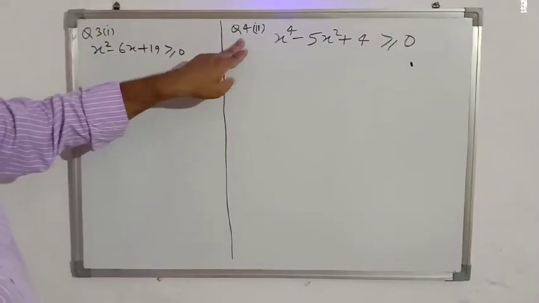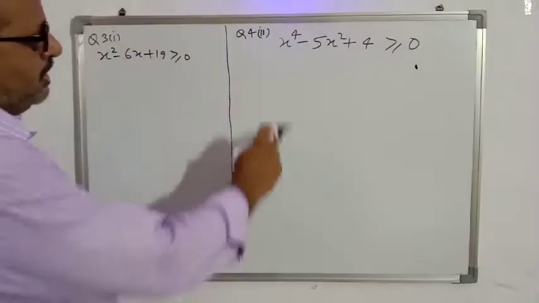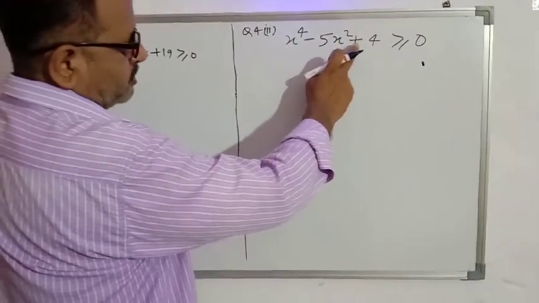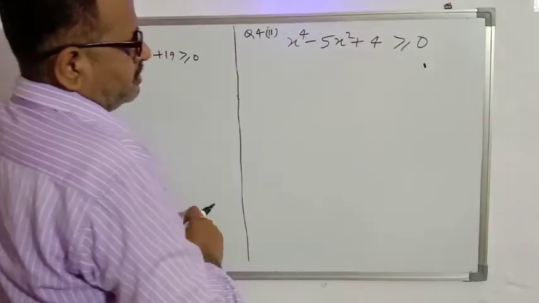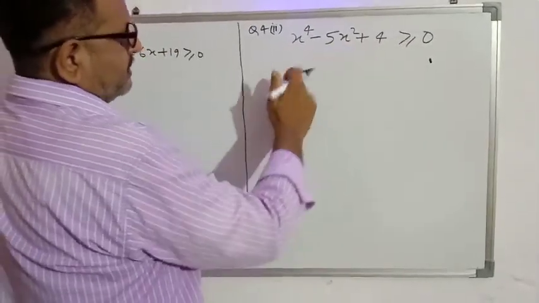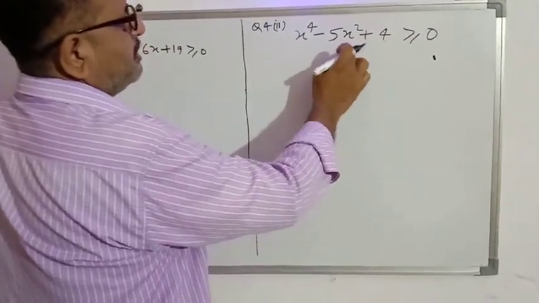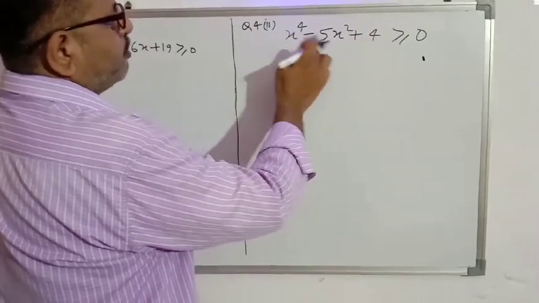See question number 4, second part. x to the power 4 minus 5x square plus 4 greater or equal to 0. Firstly, factorize it. How can we factorize? Splitting the middle term. 4 1 ja 4, 4 plus 1, 5.